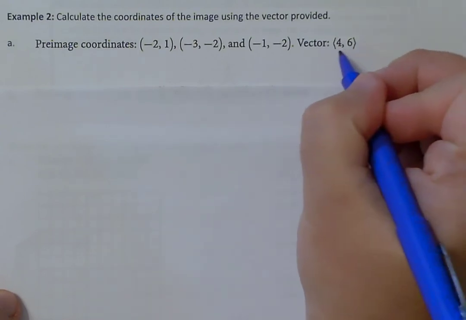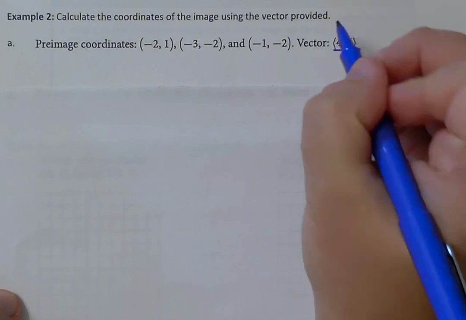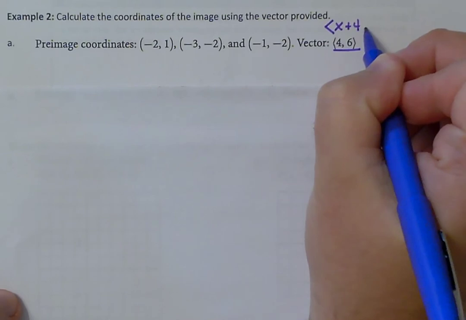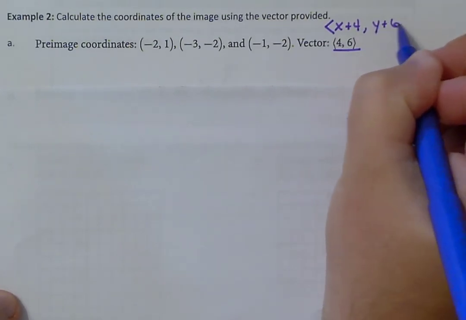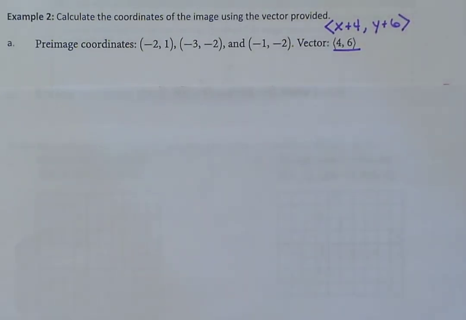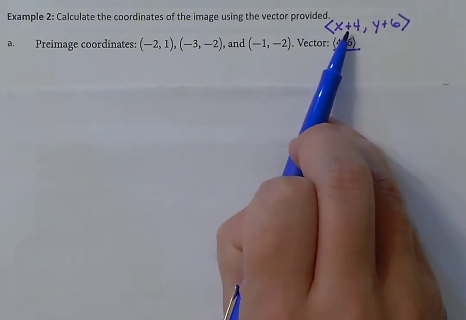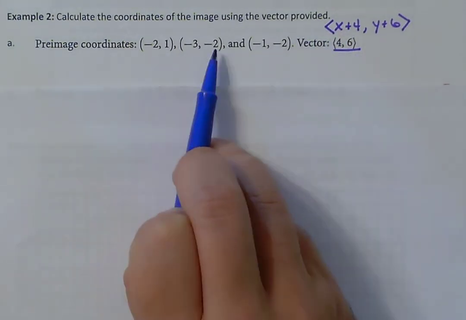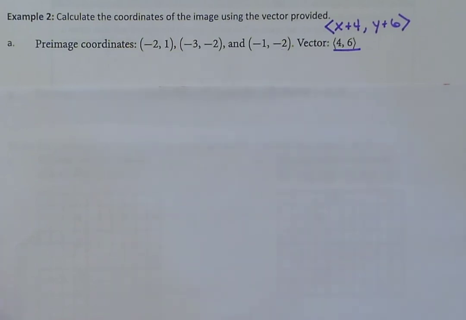What this vector means is we are going to move each of the points as x plus 4, comma y plus 6. That's the coordinate notation for our problem today. So I need to add 4 to each of the x values and add 6 to each of the y values. Let's go ahead and get started on doing that.